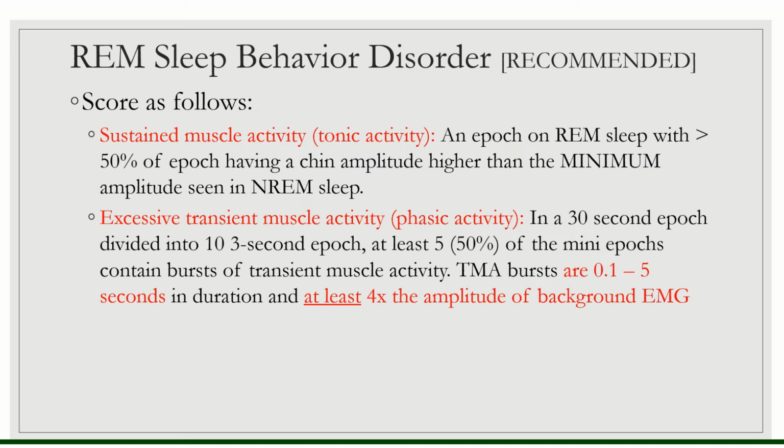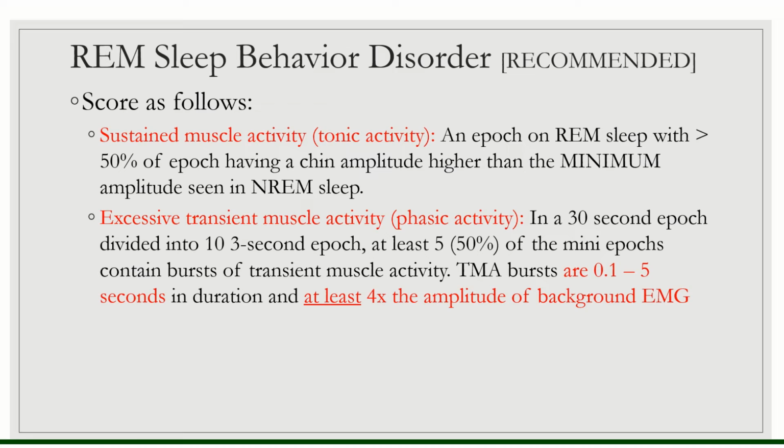All right, so excessive transient muscle activity, which is more common. Excessive transient muscle activity, we're going to score that in a 30-second epoch. If we divide this 30-second epoch into ten 3-second epochs, then at least 5, so at least 50% of these mini epochs have to contain bursts of transient muscle activity. Okay, transient muscle activity bursts are 0.1 to 5 seconds in duration. Okay, and at least 4 times the amplitude of the background EMG. I put all of that in red because it will be on your test.